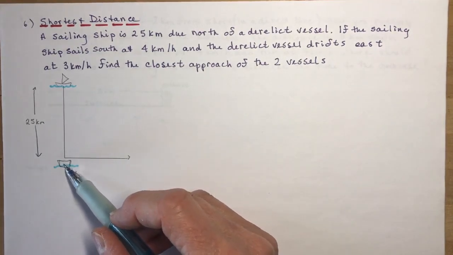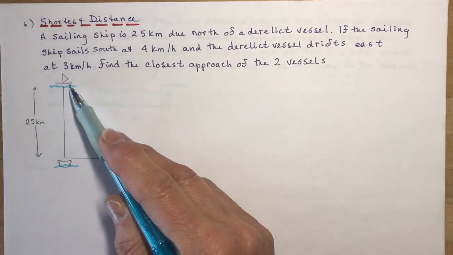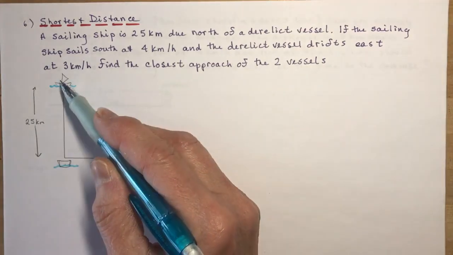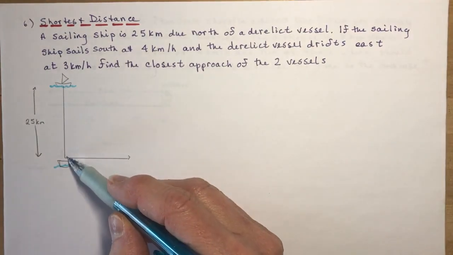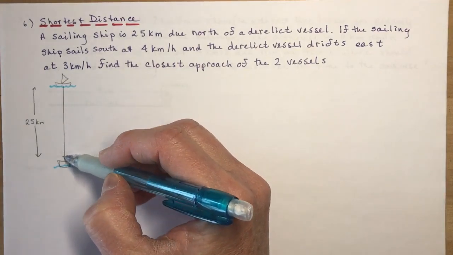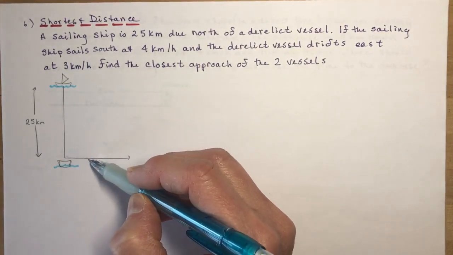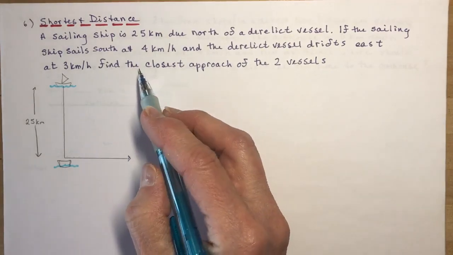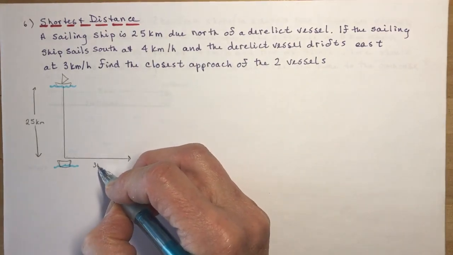Okay, so here's our derelict vessel here. Here's our sailing ship because it's got a sail on it. And this one is 25 kilometers north of this one. So this ship is sailing south and this ship is going east. So this one is going in this direction, and we know that it's going east at 3 kilometers per hour.